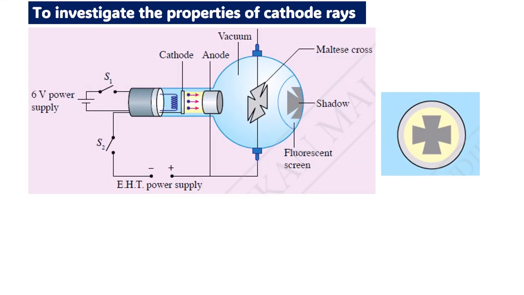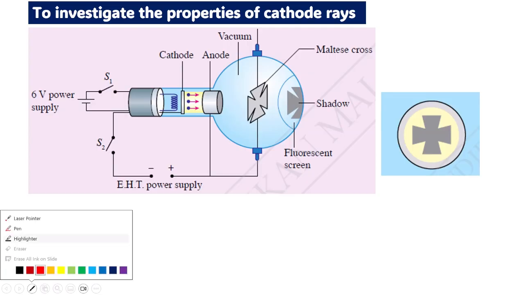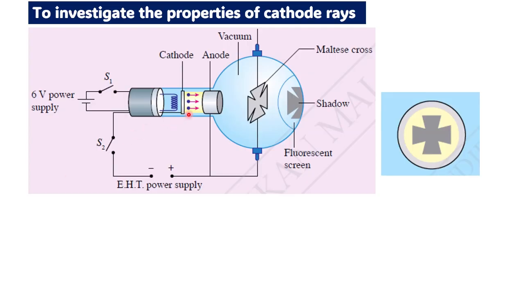Okay, so this is the diagram of a Maltese cross tube. The purpose is to investigate the properties of cathode rays. We have a 6-volt power supply connected to the cathode, and the anode is connected to an HT power supply. Here is the Maltese cross. It will block the light coming from the filament, and here is the shadow, right? And here is the fluorescent screen.